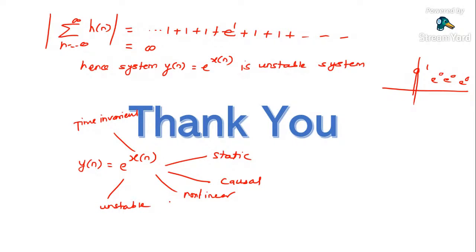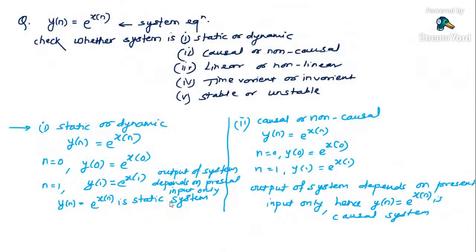So you can solve it for any system equation by following the rules, by following the procedure as we have followed. Here you can see, if the equation y of n is equal to e raised to x of n is taken, what you have to do in static is put n is equal to 0, n is equal to 1 and check whether the output depends on the present input only, then it will be static. If not, then it is dynamic. In case of a causal system, you have to put n is equal to 0, n is equal to 1 and check whether this system depends on present, past, or future inputs. In this case, it depends on the present input only. Hence, y of n is a causal system.